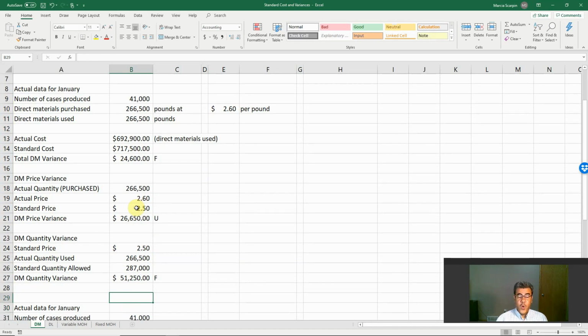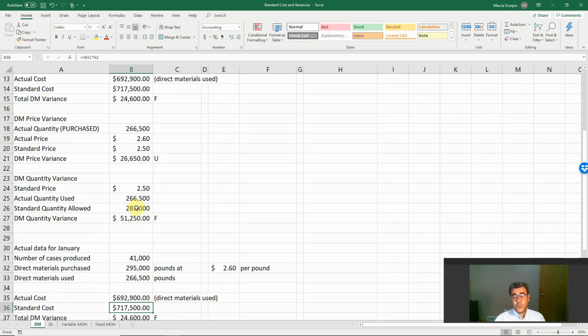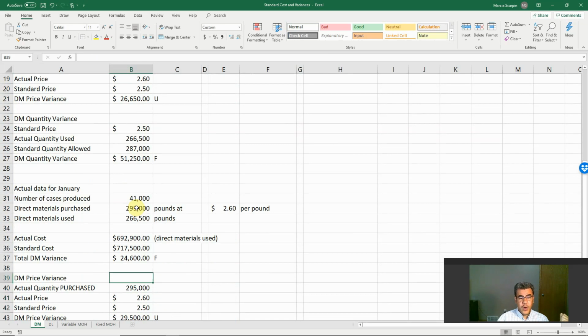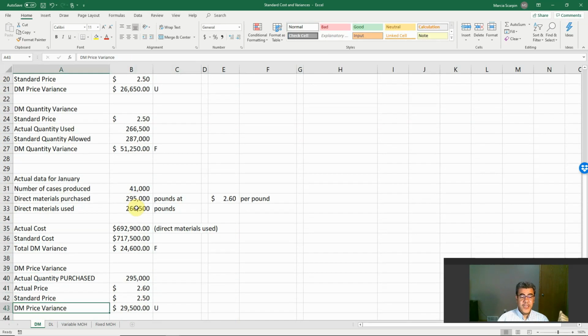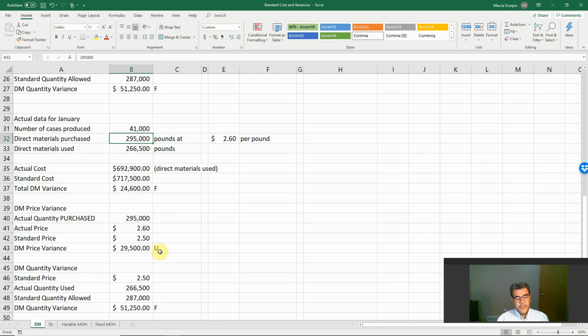Okay? What if we have increasing or decreasing inventories? Number of direct materials purchased greater than used. It will be exactly the same. For the total it will be used. For price it will be purchase. So purchase here 295 instead of 266. And quantity variance will use used instead of purchase.